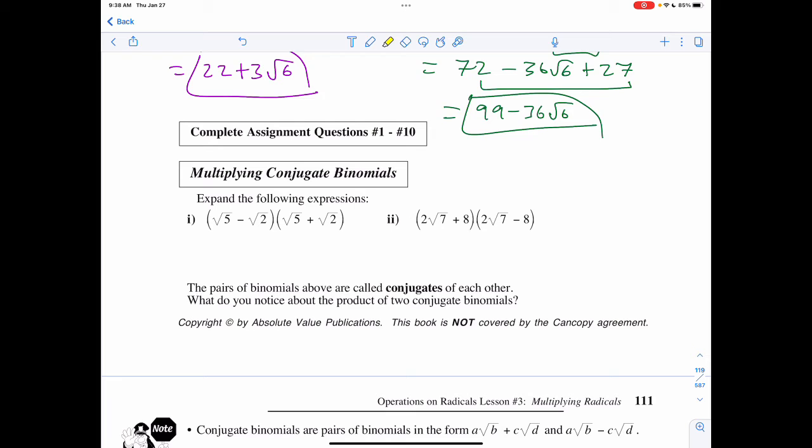Another really important thing for our next lesson is going to be multiplying conjugate binomials. In case you didn't learn the term before, conjugate binomials means I have the same terms. In one case, they're subtracted, and in the other case, they're added. This is the factored form of a difference of squares. What happens when I multiply conjugates? Well, I can still FOIL it.